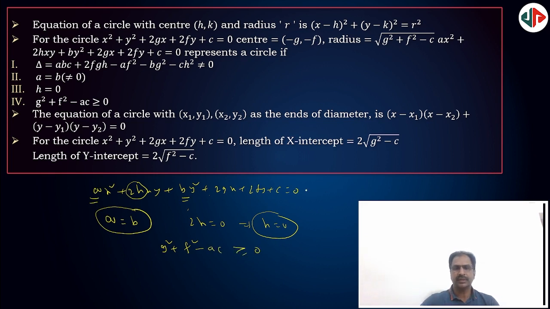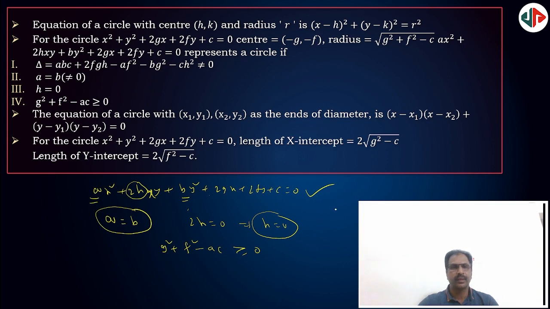So what are the three conditions for this second degree equation in x and y to represent a circle? The x square coefficient and y square coefficient should be the same, that is a is equal to b, and the xy coefficient, that is 2h, should be 0, which implies h is equal to 0. And the third condition is g square plus f square minus ac greater than or equal to 0.